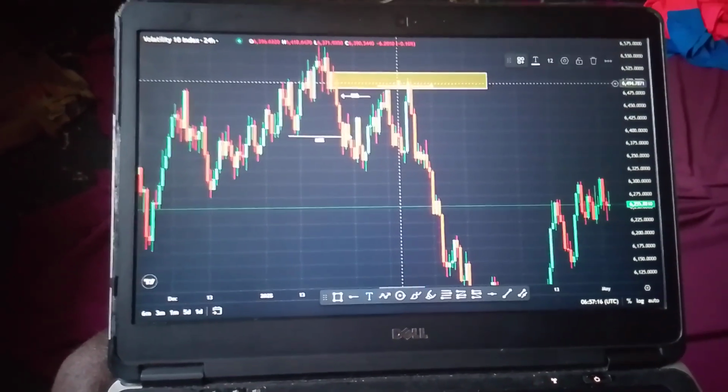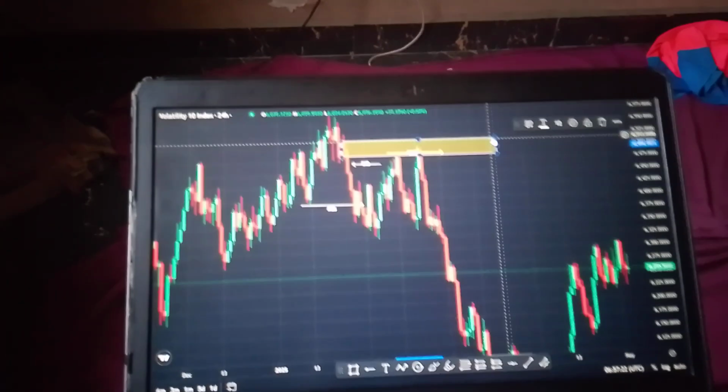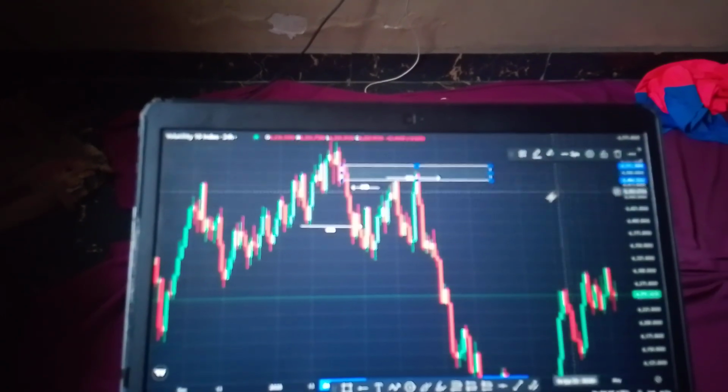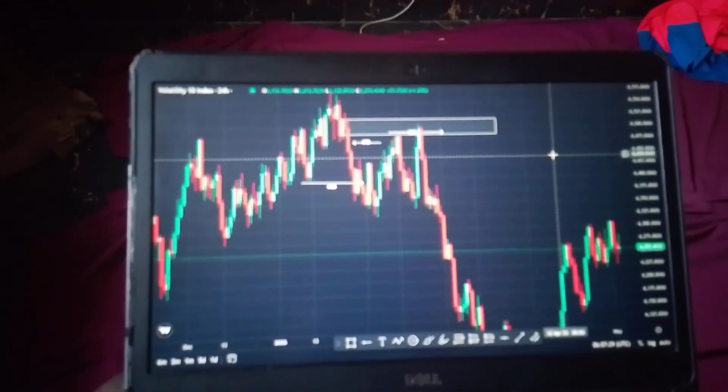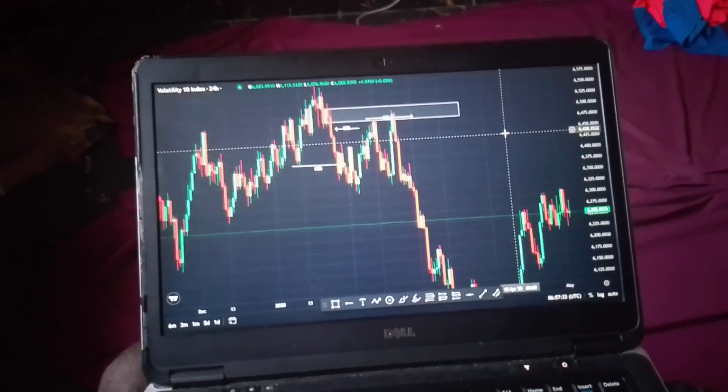I think I have to change this color. Let me change that color so that you will see it clearly. I believe that this way is okay. I don't know why the camera is doing like this.